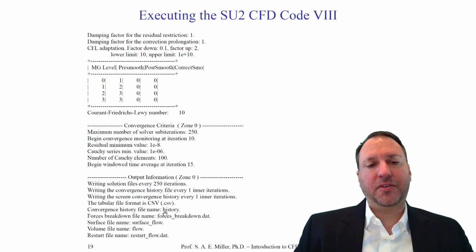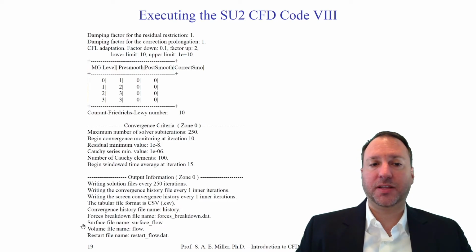And that file name will be history. It'll break down the forces on the airfoil in a forces_breakdown.dat file, which is also a text file of course. And the file names will be called surface_flow, and for the volume, there'll be a volumetric flow solution file at the end called flow.dat, and we'll look at that in this class.